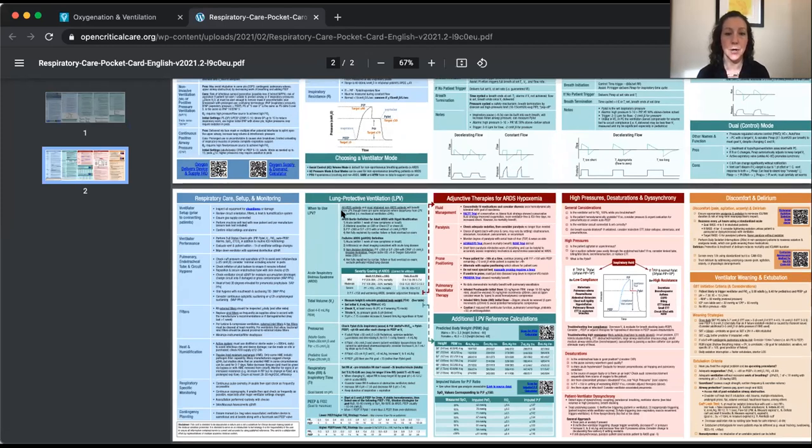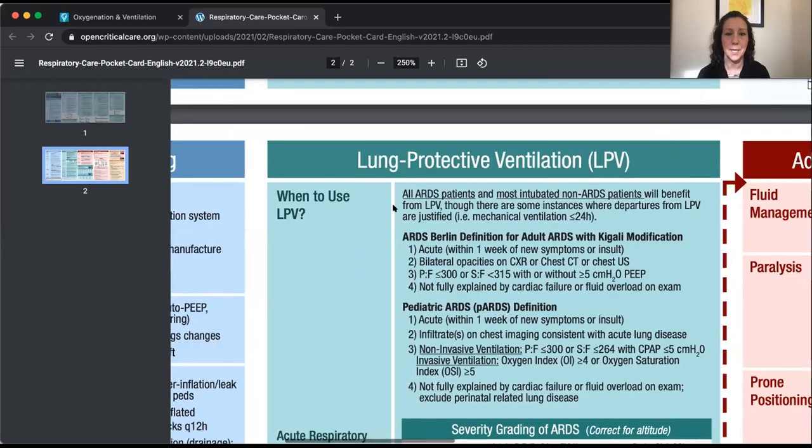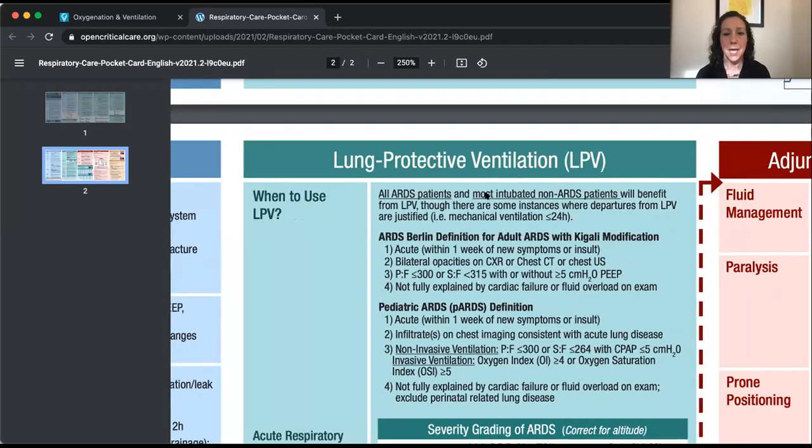And if you see here in this green section, it says lung protective ventilation. All ARDS patients and most patients, so it's not just ARDS, it's most intubated patients on mechanical ventilation will benefit from lung protective ventilation. Though there are some instances where it's not justified, but most patients will.